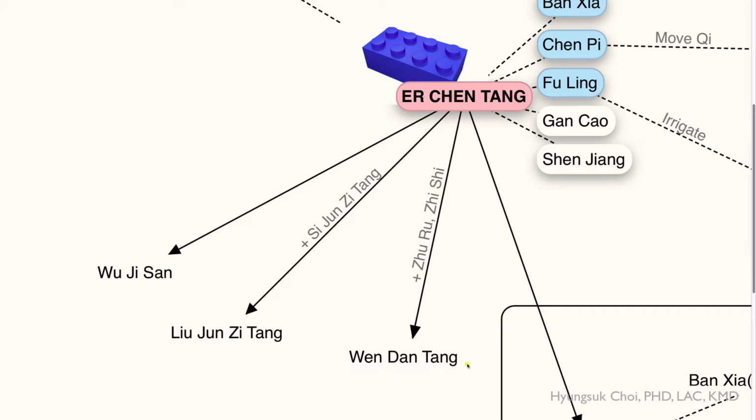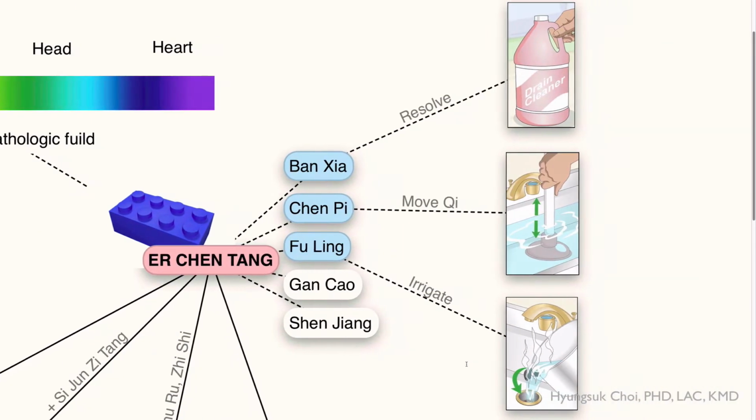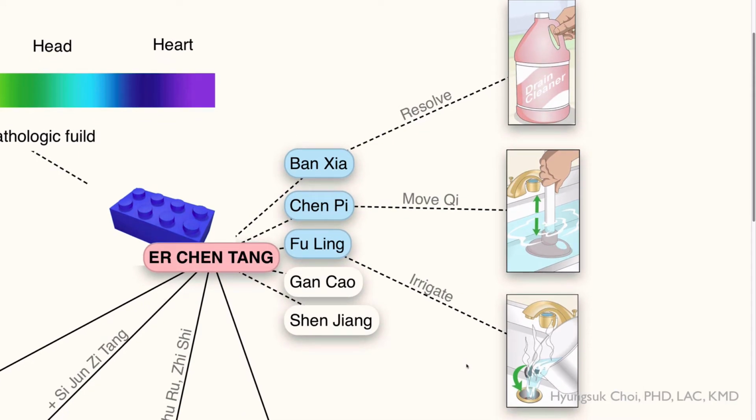And let's go back to Erchen Tang again. Here, Erchen Tang consists of Banxia, Chenpi, Fuling, Gancao, and Shengjiang. And this is the way of understanding Erchen Tang. This is an analogy. Think about a clog in your sink. What do you do with that clog? First, you need to resolve the clog with this kind of chemicals. That is exactly the same thing Banxia does in Erchen Tang. It resolves the phlegm.